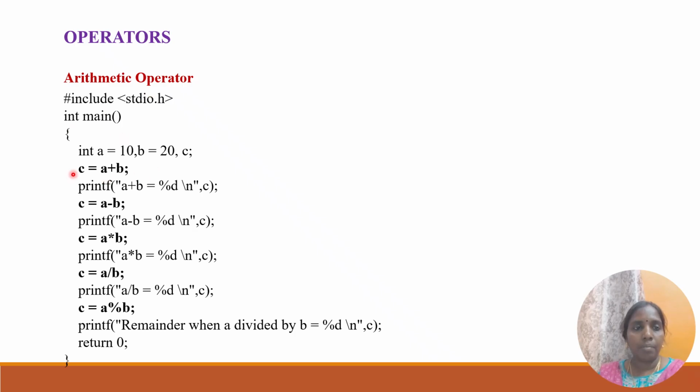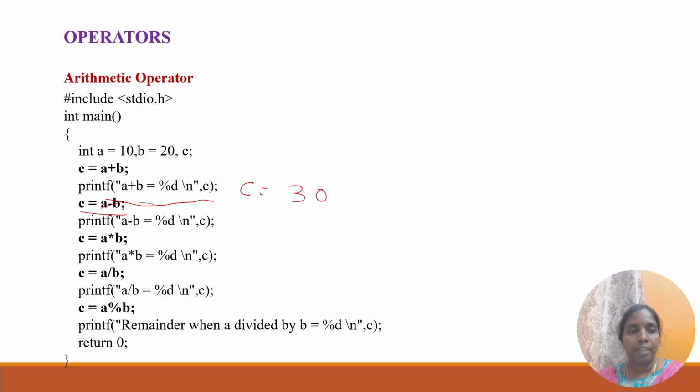Here in this case, we have used the value of a equal to 10, b equal to 20, and another variable assigned as c, where we have used c equal to a plus b. The first operation is printf, which will print the values on the screen. After this operation, c equal to a plus b, the value of c is printed as 30.